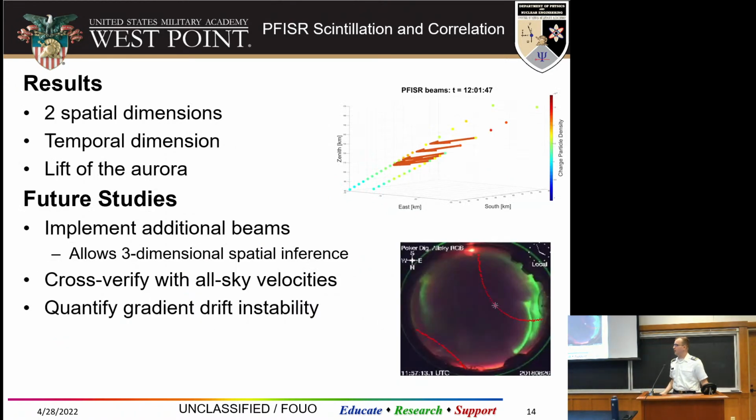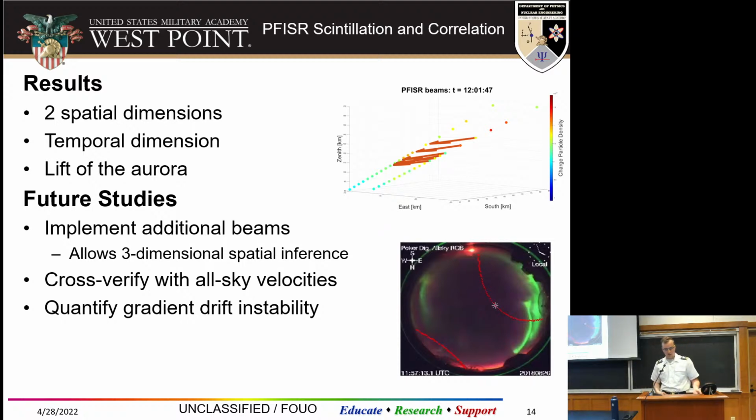So the results right now, because we are only comparing two beams, we only have two spatial dimensions of inference: the one going along the route of the two beams, and the altitude. We also have the temporal dimension of inference, where we're seeing when it shows up along with where. We're also showing the altitude displacement, which is something that the all-sky camera down here could not show because it doesn't have any depth to it. So we're getting a little bit more future information there.